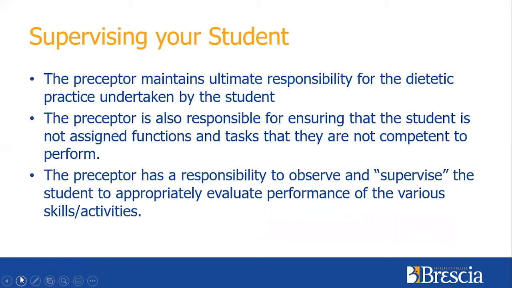The preceptor maintains ultimate responsibility for the dietetic practice undertaken by the student, be it in the nutrition care of the patient, in the group, or of the project. The preceptor is also responsible for ensuring that the student is not assigned functions and tasks that they are not competent to perform. The preceptor has a responsibility to observe and supervise the student appropriately to evaluate their performance of the various skills and activities.